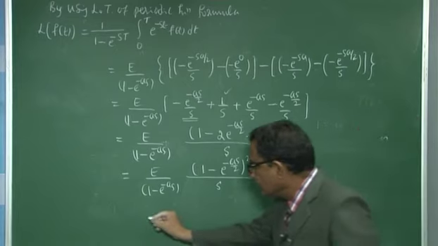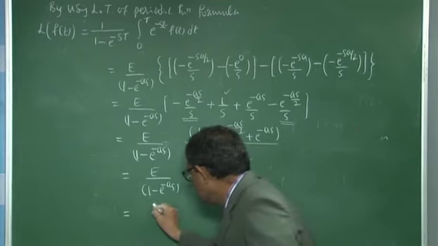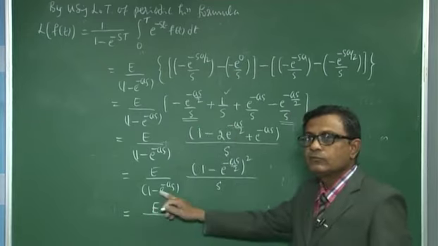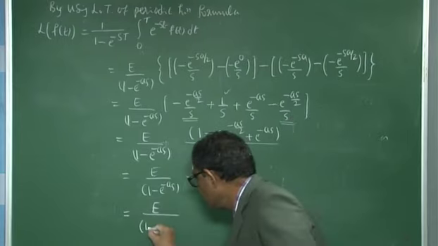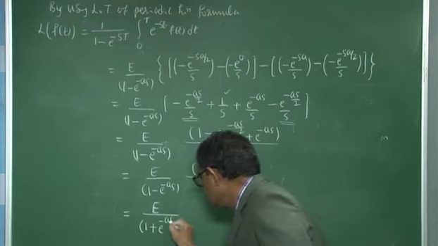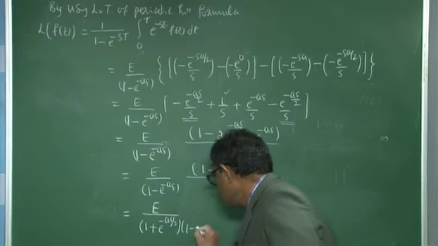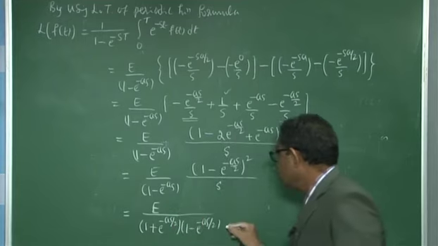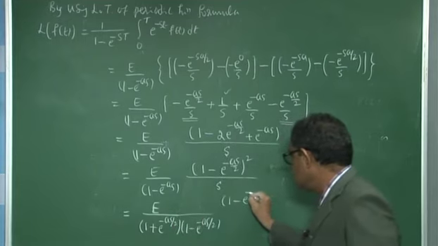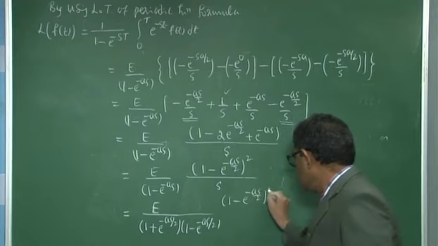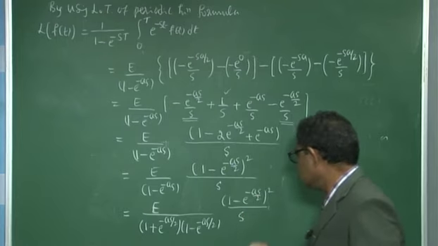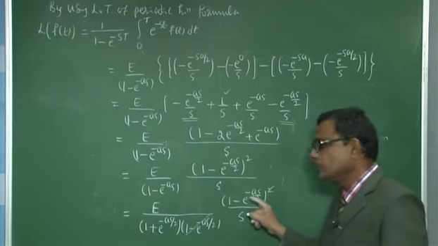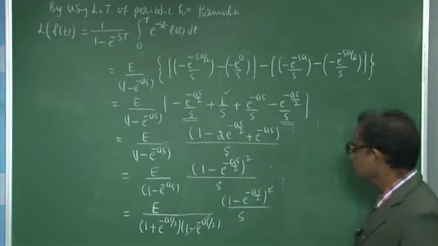Now further you can simplify. This is e divided by, again use the algebraic formula. This is a square minus b square. You can write 1 plus e raised to minus as by 2, 1 minus e raised to minus as by 2, and this is 1 minus e raised to minus as by 2 whole square divided by s. Now this cancels. This is 1 minus e raised to minus as by 2.